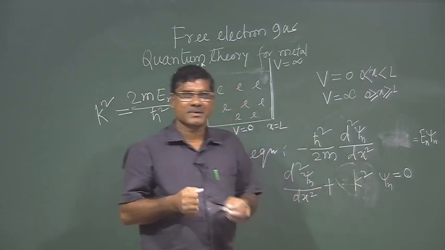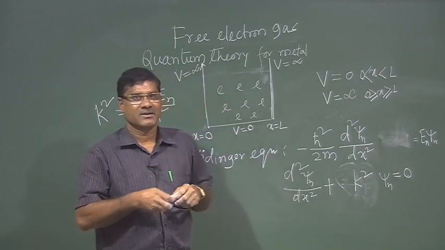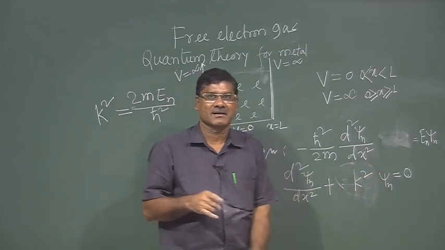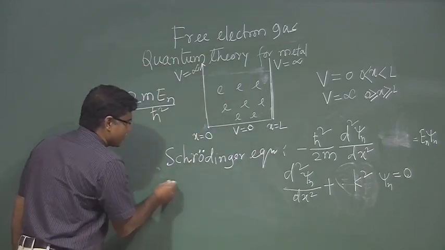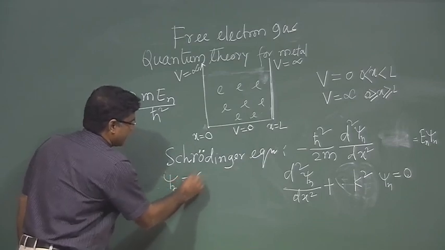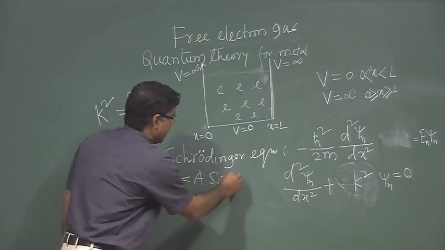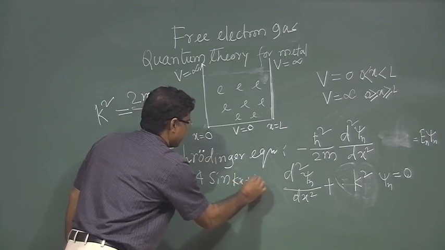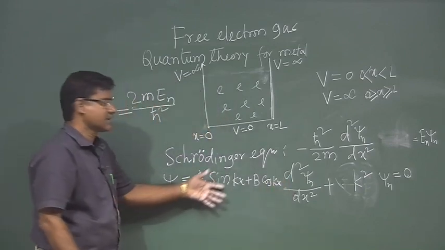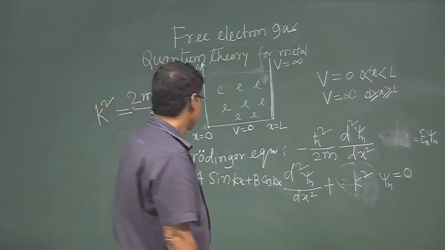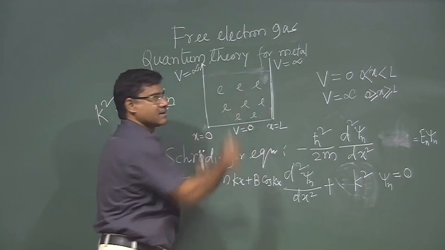Now, you must be familiar with the spring mass system when it is oscillating. If you set up the equations, it comes like this, and its general solution one can write as psi n equal to a sin k x plus b cos k x. So this is the general solution for this Schrodinger equation, and basically it is the solution for our system.